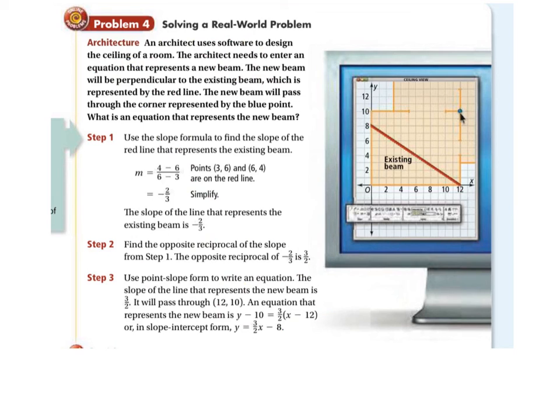Plug it in. Algebra fun. We magically get this formula. So again, this line here is right there.